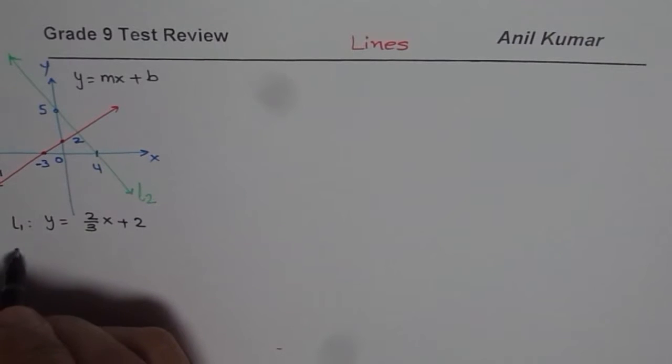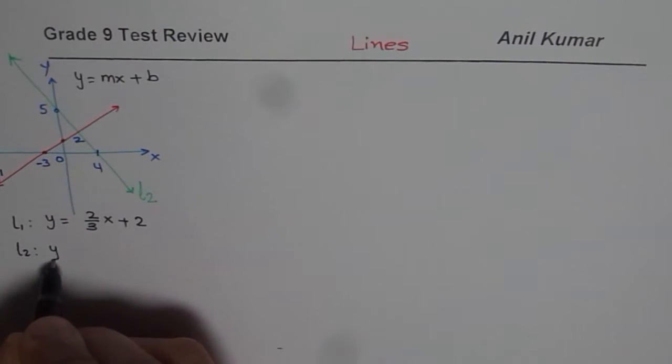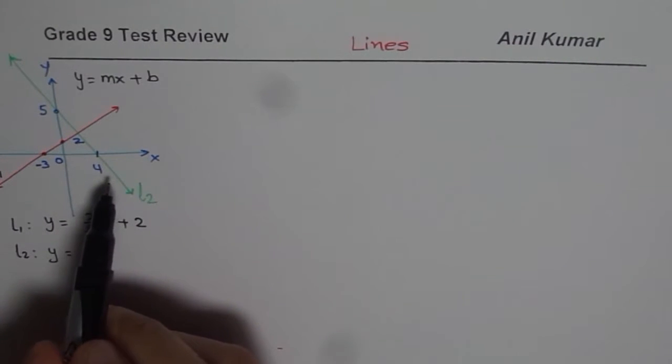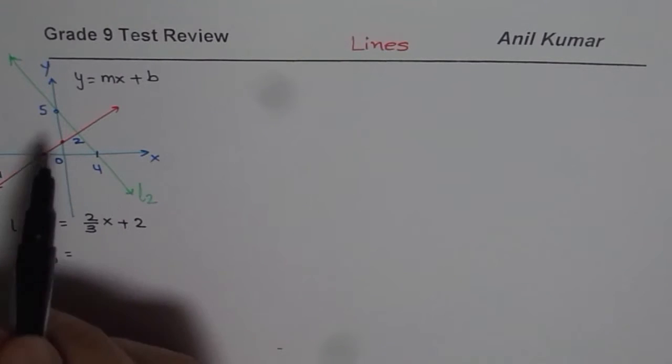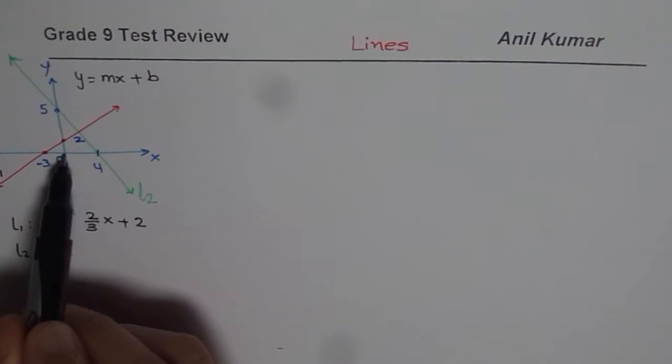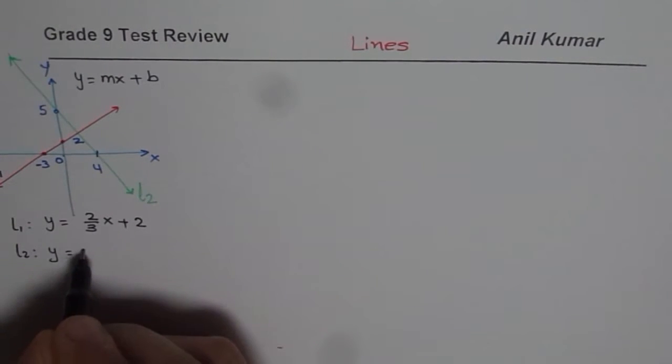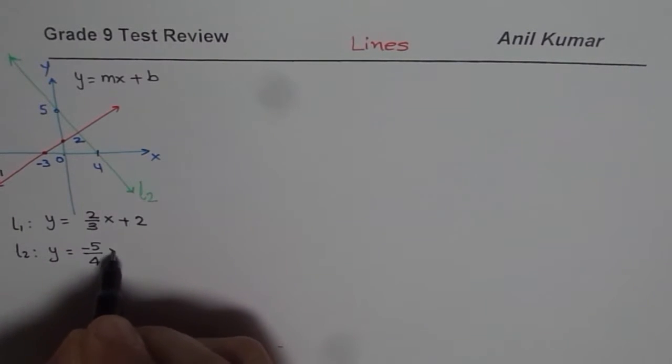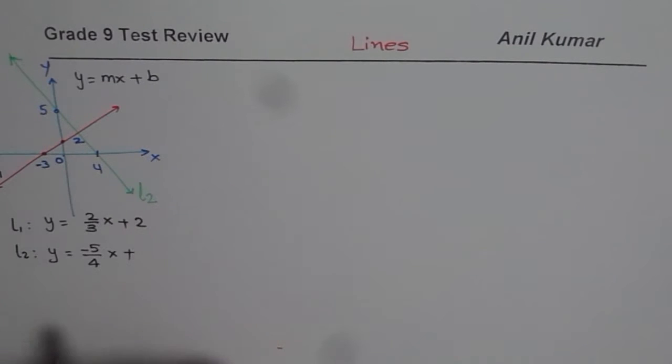This is line L2, and the equation should be, what is the slope? This time the slope is negative. You have to go down by 5 units. So it is minus 5, going down by 5 units over 4, x plus the y-intercept, which in our case is 5. So that is how you get the equation of a line using slope-intercept form. I hope you find it very simple.